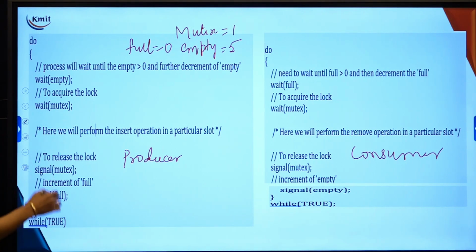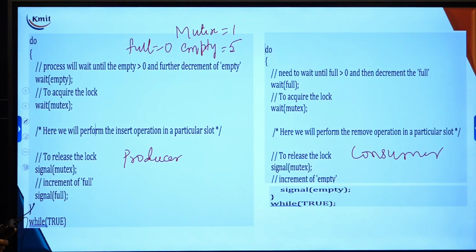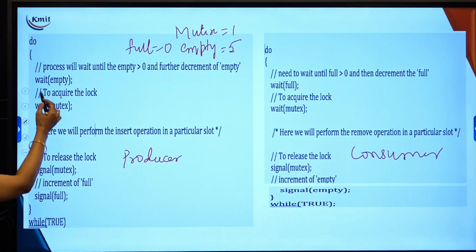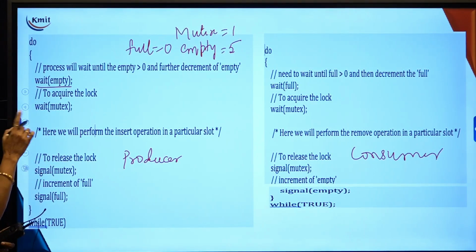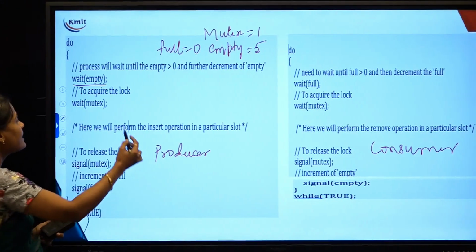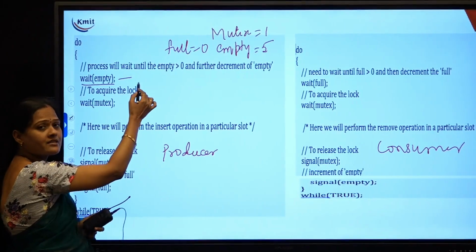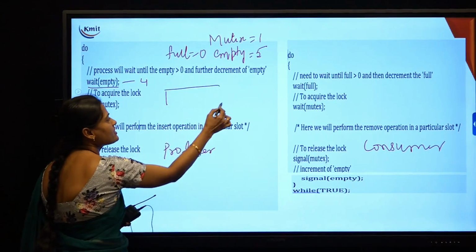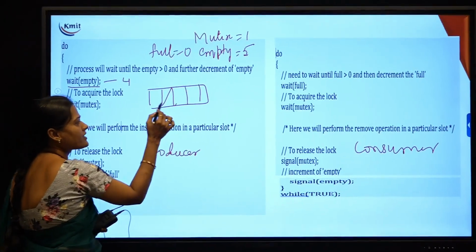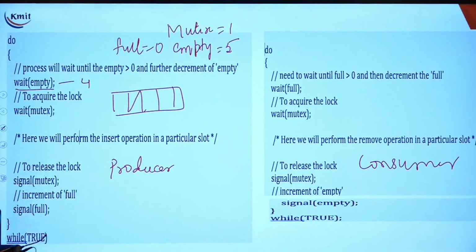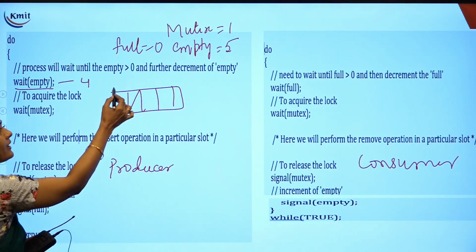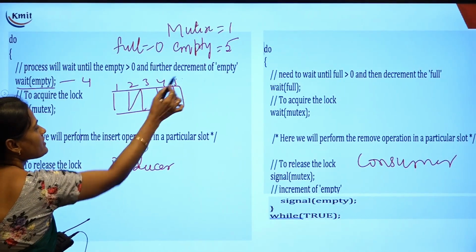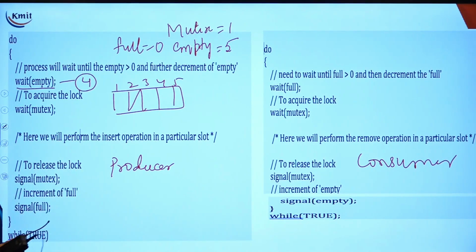Now assume the producer wants to insert an element into the buffer. So we go for wait of empty. What does a wait operation actually do? It just decrements the variable. So what is the value here? 4, indicating that initially you had 5 empty locations. As the producer wants to produce an item, the empty value will come down. So these are your 5 empty locations. Now your empty value will become 4.